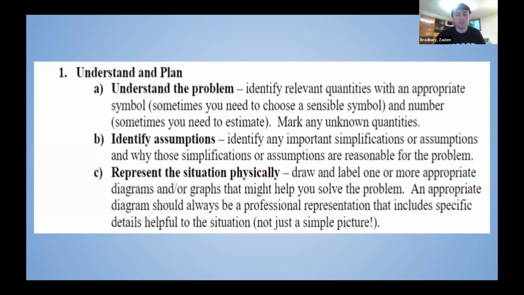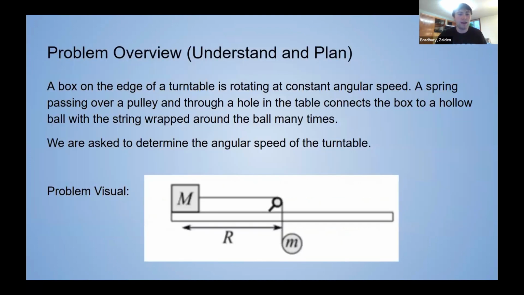Okay, so first, let's make sure we understand this problem and put the problem in our own words. So for this problem, we have a box on the edge of a turntable, and it's rotating at constant angular speed. So we're given that it's rotating at a constant angular speed. The spring passing over the pulley and through a hole in the table connects the box to a hollow ball with the string wrapped around the ball many times, and we're asked to determine the angular speed of the turntable. Okay, and so we're provided this visual as well, so we can look at that and maybe it'll give us more context to our problem.